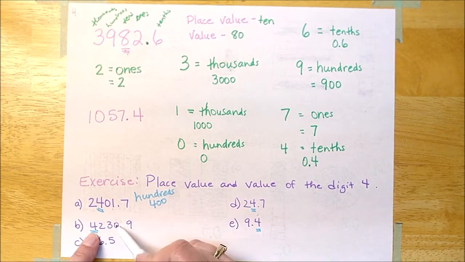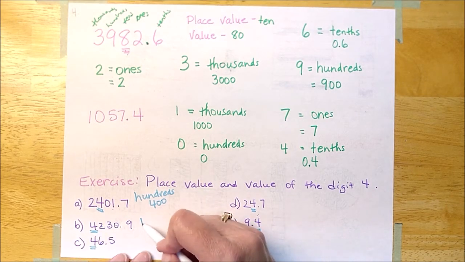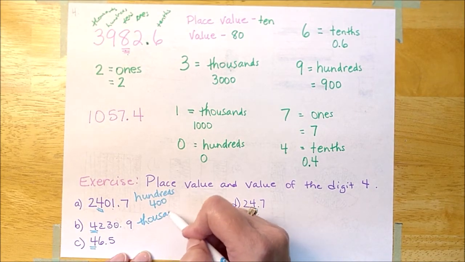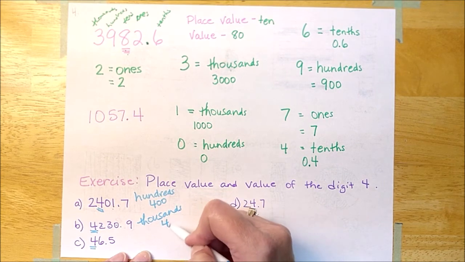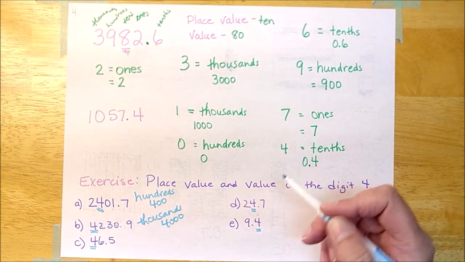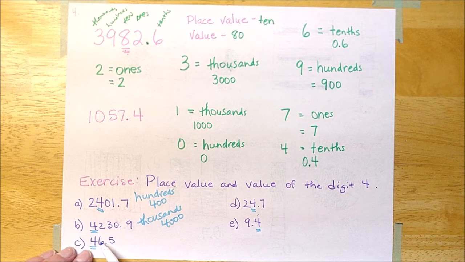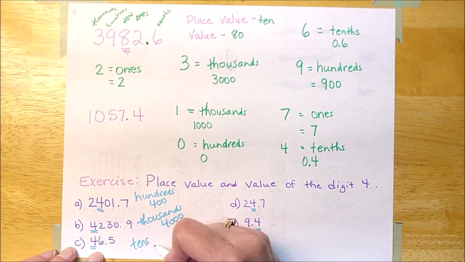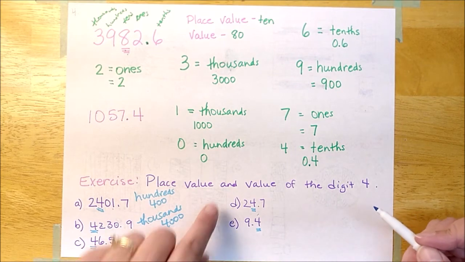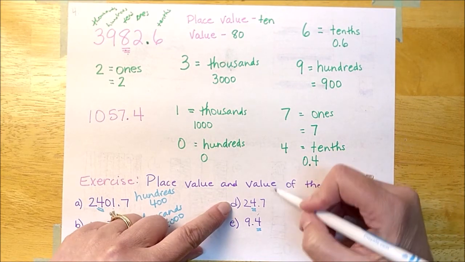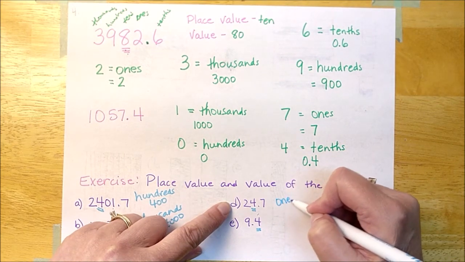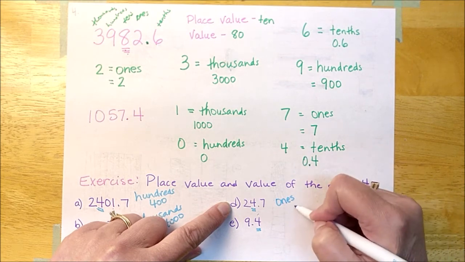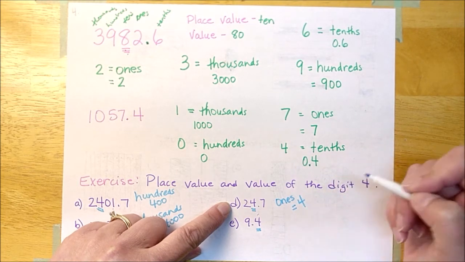Here my 4 is in the ones, tens, hundreds, thousands, so he's in the thousands place, and he is worth 4,000. That's his value. Here my 4 is in the tens place, and his value is 40. Here my 4 is in the ones place, and he has a value of 4.